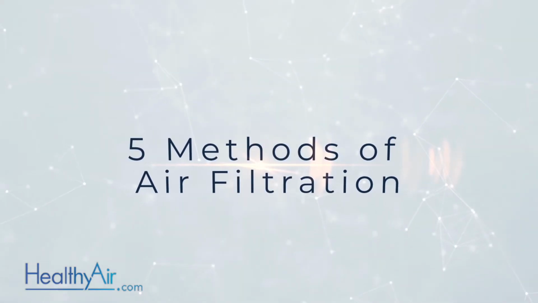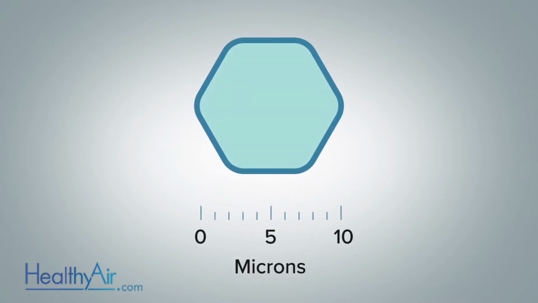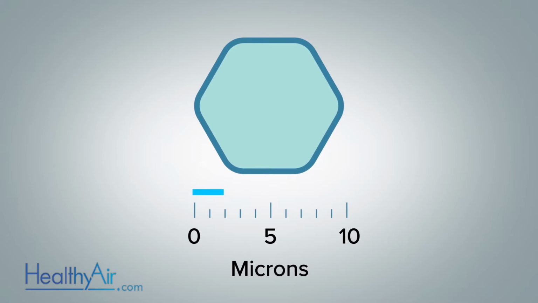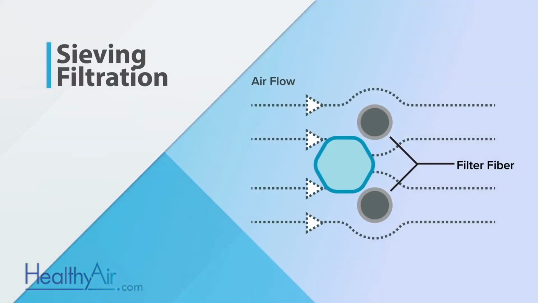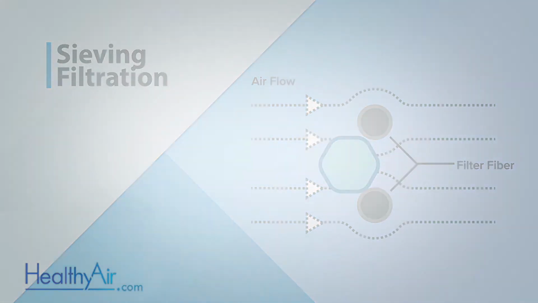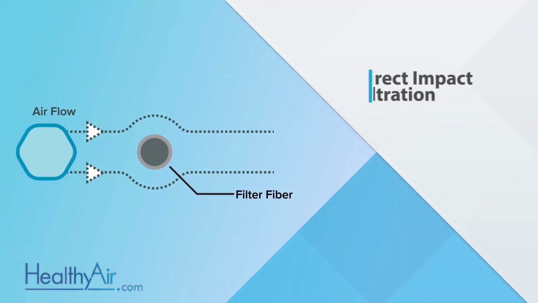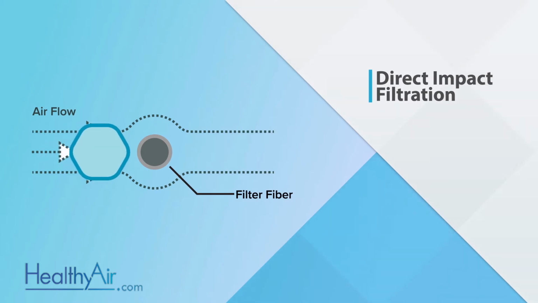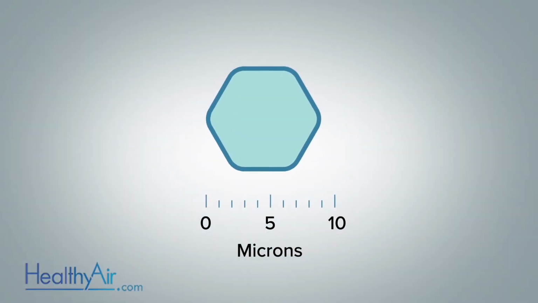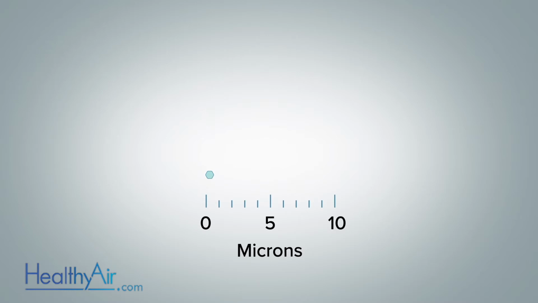There are essentially 5 filtration methods you need to be aware of: sieving, direct impact, inertial impaction, diffusion, and electrostatic. Sieving and direct impact happen with larger particles more than 10 microns in size, like nail dust. These particles usually get trapped by a pre-filter, so the HEPA filter does not get plugged prematurely. True HEPA filters filter particles or microorganisms down to 0.3 microns and even smaller.